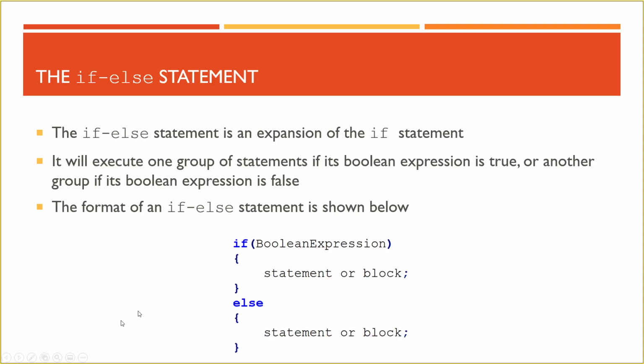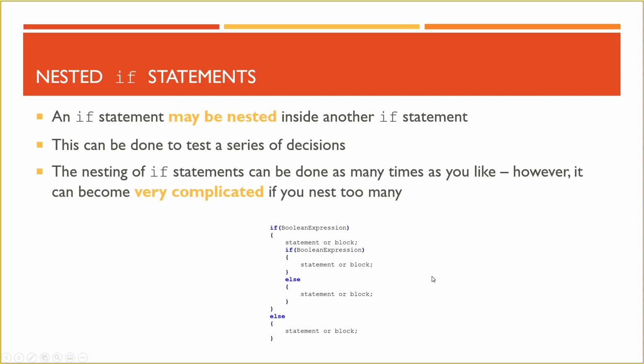So that's if and else. We do have a concept of something called a nested if statement, and this is used fairly often, but it should be used with some discretion, right? You can nest an if statement inside another if statement. So that would look something like this. So if condition A is true, we'll do something. We can put another if statement that will execute only if the first thing is true, right? You can test a series of decisions this way, but it can be very complicated if you start nesting too many.